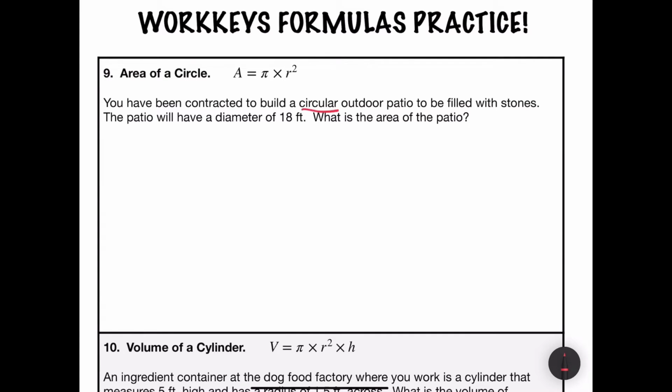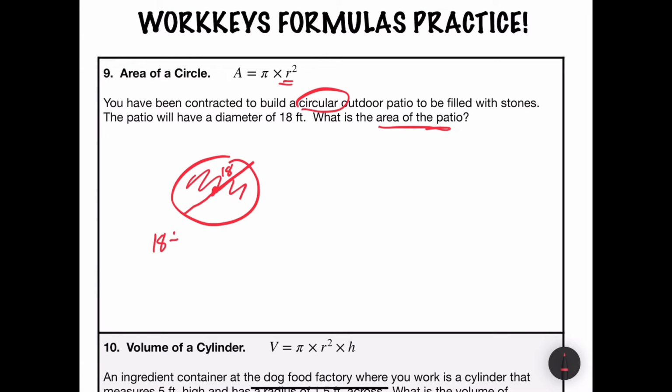So again, it's going to be a circle, so I'll draw a circle. I'm looking for the area of the patio, which is the amount of space on the inside, and I know the patio has a diameter, again I'll find the center and go from edge to edge, of 18. However, in my formula I want the radius, so I only want the distance from the center to one of the edges. That means I'm going to have to take 18 and divide it by 2, and that will give me 9 for the radius.